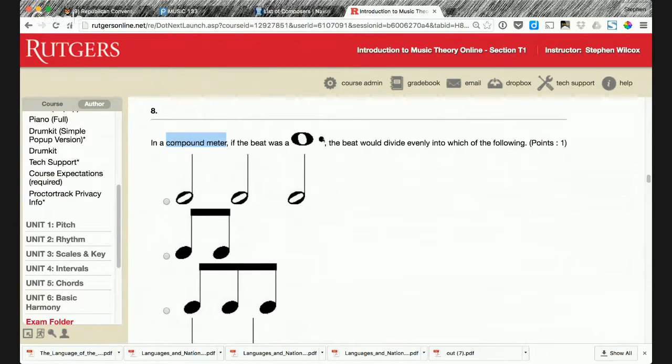Now the dot essentially adds half again the value. So we have a whole note, which is 2 half notes, right? Plus another half note, half again the value. So if we divide a dotted whole note by 3, by compound, we get 3 half notes, right? So there's a whole note right there, 2 half notes, and then 1 more half note would be a dotted half note.